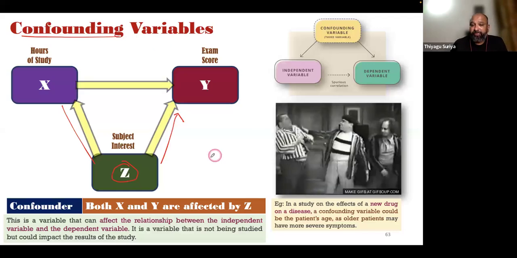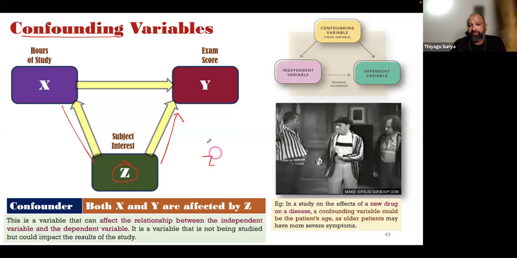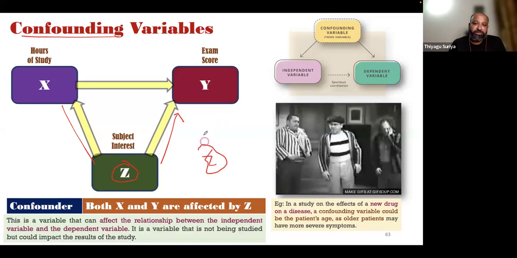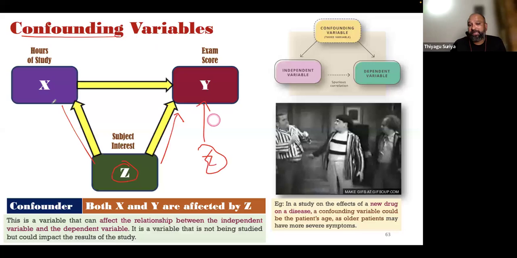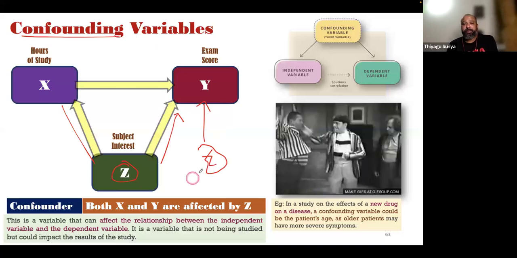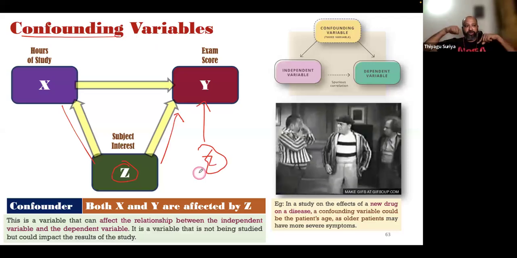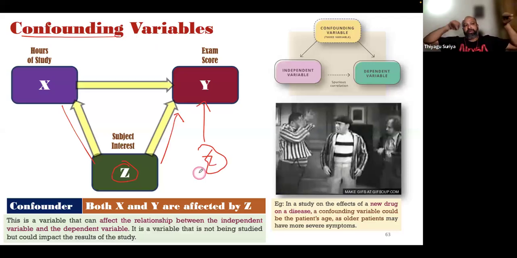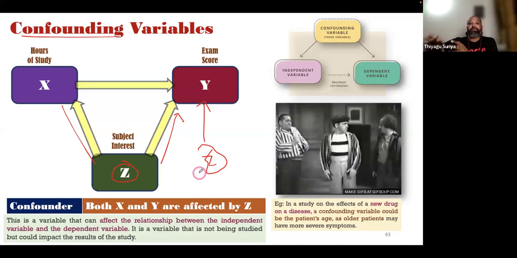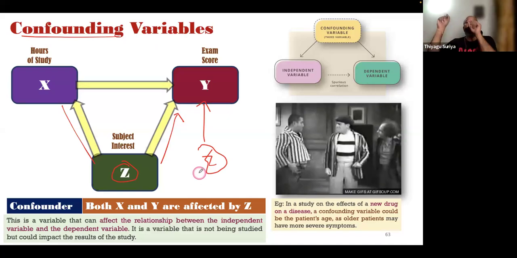The confounding variable may affect x and y. Then the extraneous variable: the difference between the confounding variable and the extraneous variable is that the extraneous variable only affects the dependent variable, not the independent variable. Hope you understood. The confounding variable may affect both independent variable and dependent variable, but the extraneous variable, the third variable, may affect only the dependent variable.